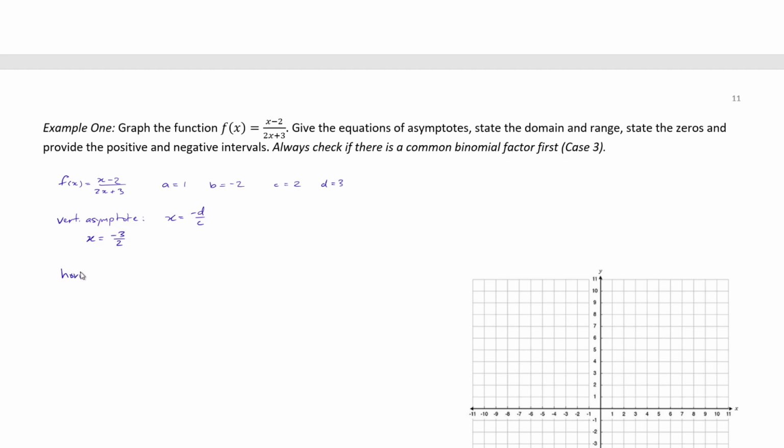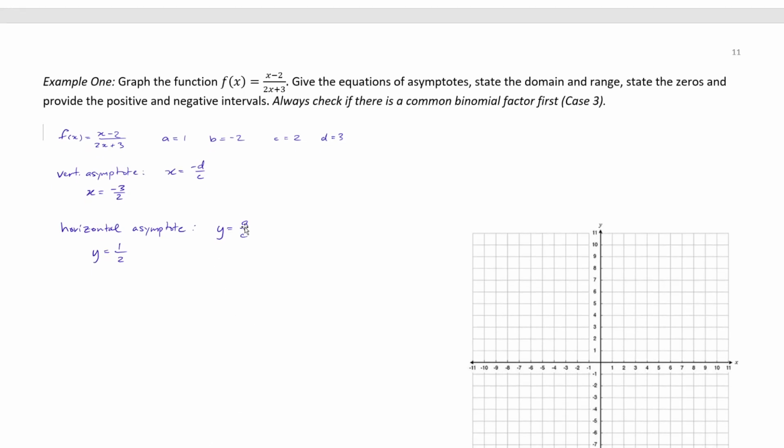Okay, now the horizontal asymptote, recall that we have to look at the end behavior. So as the function goes to infinity, what is the ratio of a to c, right? So y is equal to a over c. And so therefore the horizontal asymptote in this case, well, my a value is 1 and my c value is 2. So I've got a horizontal asymptote at 1 over 2.